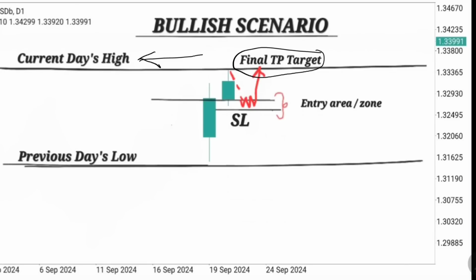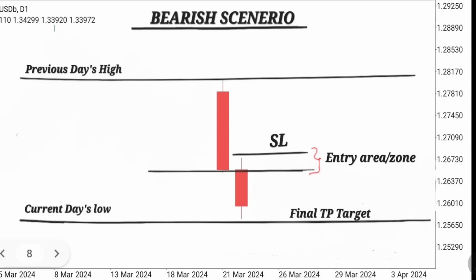So your final take profit should be at the high already created by the current day's candle. All right, so now let us proceed further. For a bearish scenario, we can see here, this is the strategy. This is the intersection. This is the candle close here. This is the candle close.